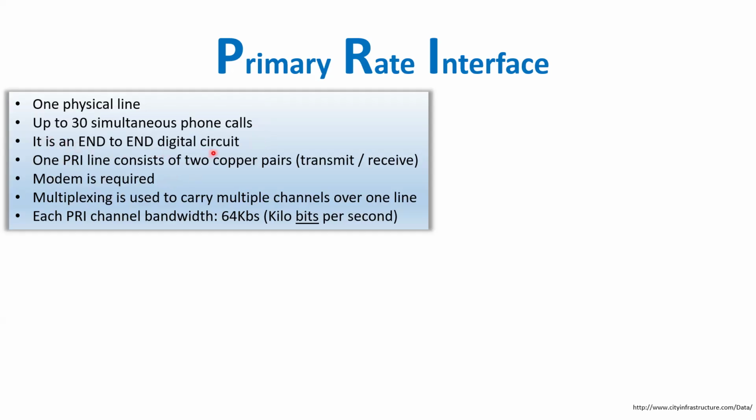It's an end-to-end digital circuit. One PRI line consists of 2 copper pairs, transmit and receive. A modem is required to modulate and demodulate. Modulate, demodulate, modem. Okay. Multiplexing is used to carry multiple channels over the one line, which consists of 2 pairs. Each PRI channel bandwidth is about 64 kilobits per second.